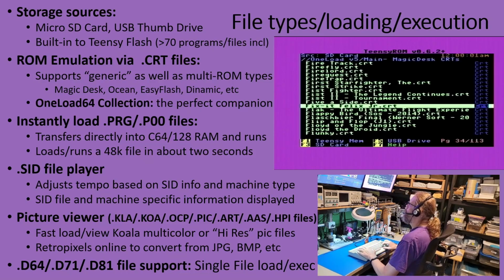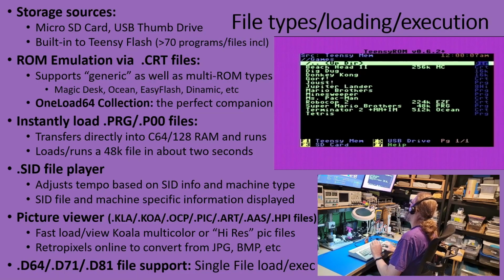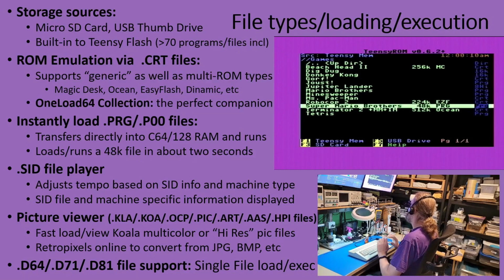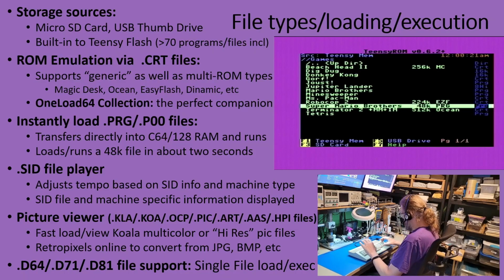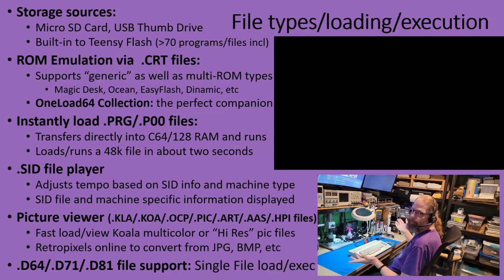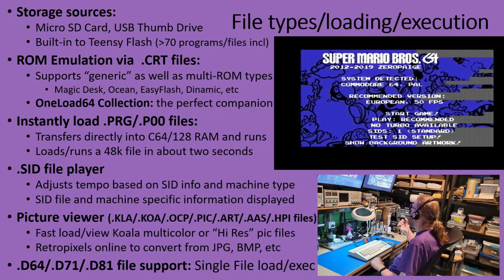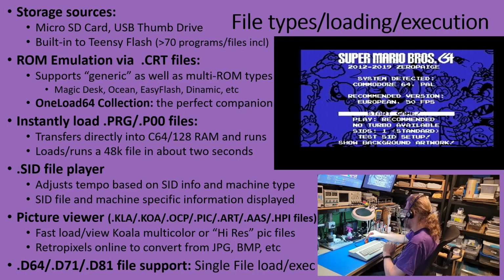Next, I'd like to show you program or P00 files, which are pretty similar. I always like to demonstrate that using Super Mario Brothers because it's, as you notice here, 48K in size, which is, of course, about 3/4 of all the memory available within the 64. That would take quite some time to load off of a floppy or tape. So when we hit return here, we're going to count the time. 1, 2, and we're loaded and running. So about 2 seconds to load a full 3/4 of the entire memory of the C64.